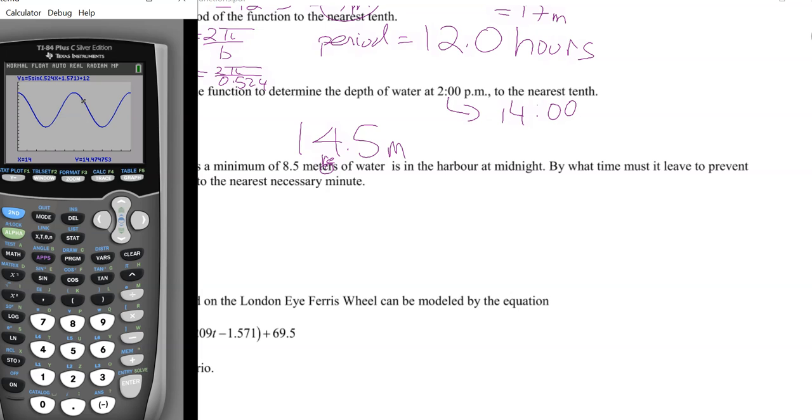Okay, so we need 8.5, so let's go to y equals, right? Because y is depth. That's the depth of water in the harbor. So we'll put in 8.5. And then we'll graph. So it's going to draw a line across our graph at 8.5. Okay, so the ship is in the harbor at midnight, and it's going to have to leave at this time here in order to avoid being grounded. It needs 8.5 meters of water to get out.